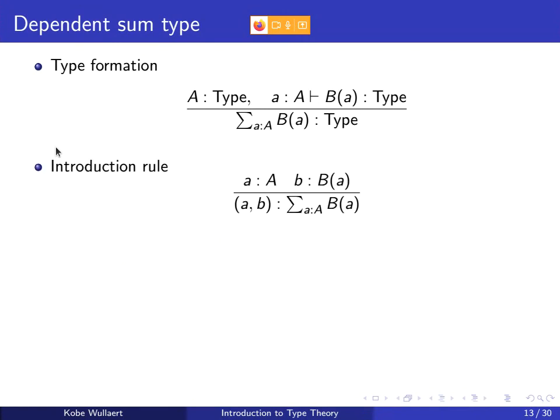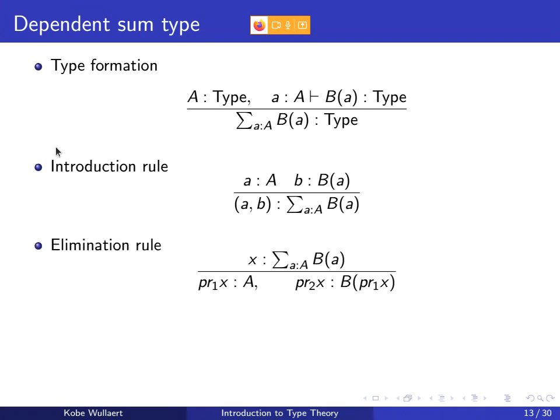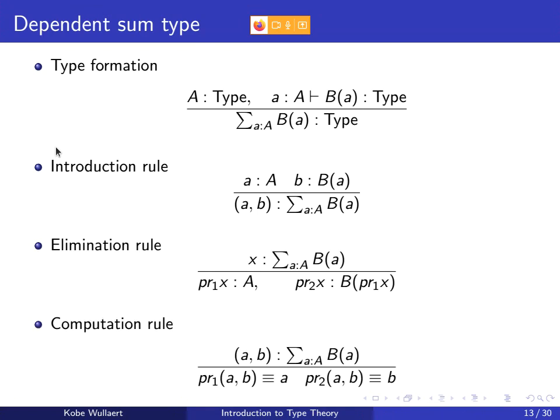And then its elements are just pairs of an element in A and then also in B of A, satisfying the things which you would expect. You have some projection maps out of it, and then you should also have some combination of the introduction and computation rules.